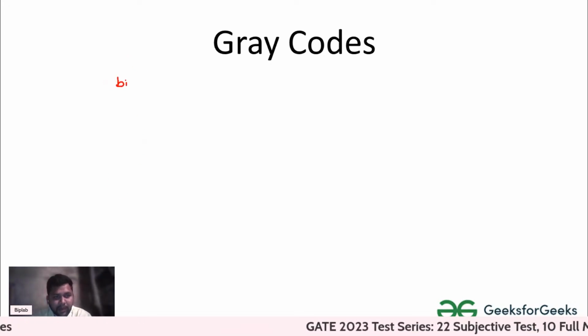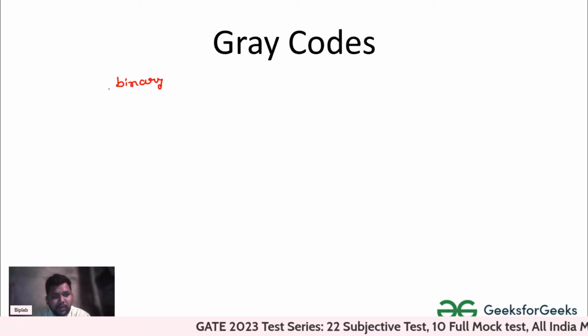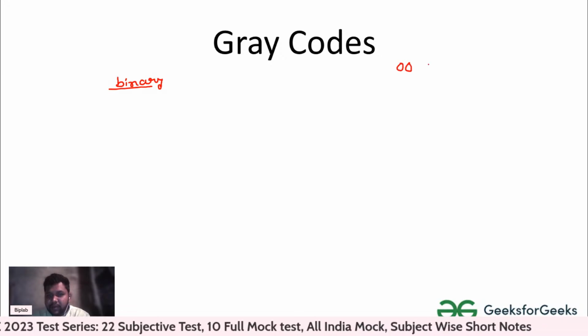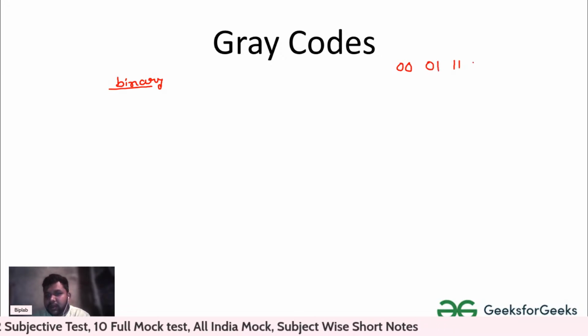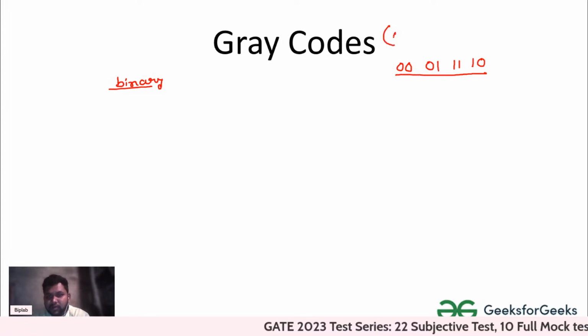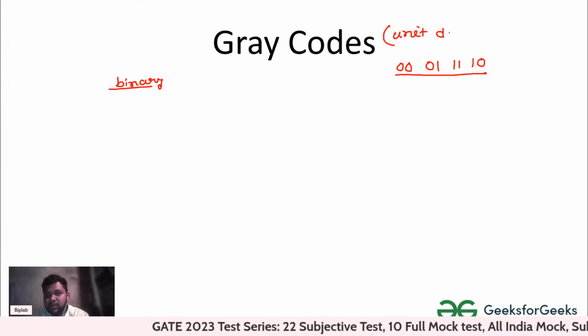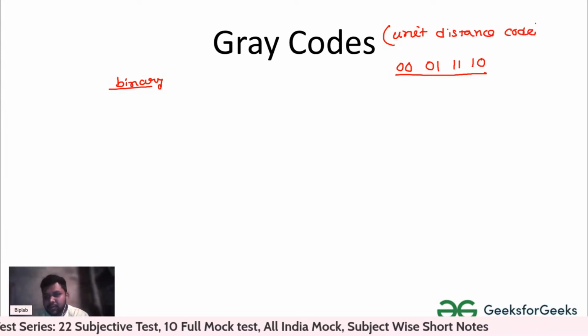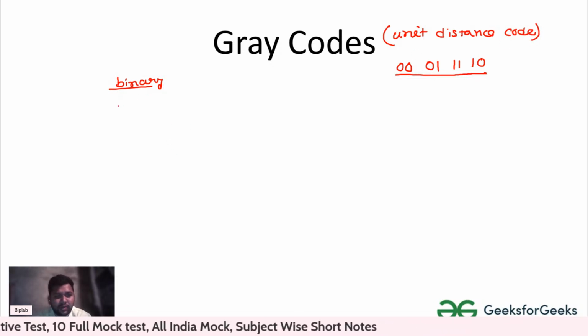So now it comes to gray code. In binary, if you have done K-map, you have written the numbers there as 00, 01, then 11, then 10. So why are we writing it like this? This is nothing but the gray code sequence. This is also called unit distance code.